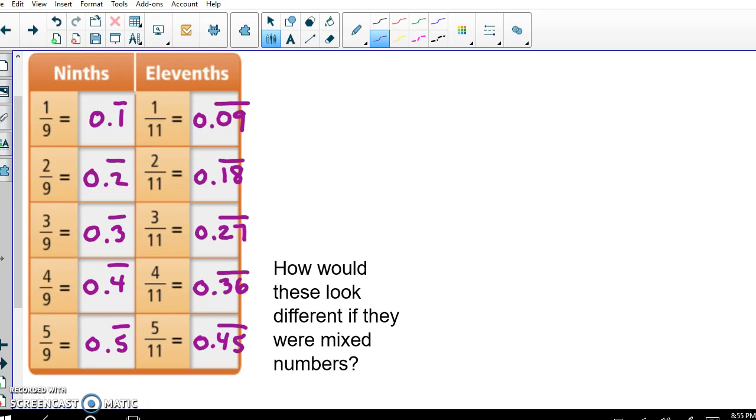We see a similar pattern with our 11ths. You may have recognized that the digits following the decimal point are multiples of 9. So we have 9, 18, 27, 36, 45, and we continue the pattern from there. So the 0 and the 9 both repeat in 1/11. The 1 and the 8 both repeat in 2/11, and so on.